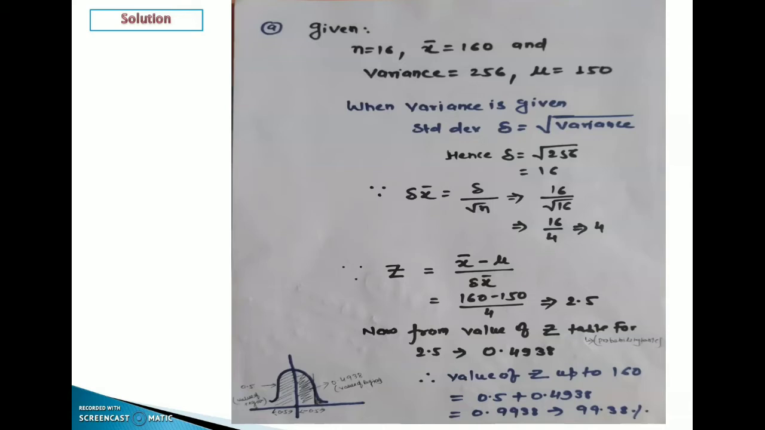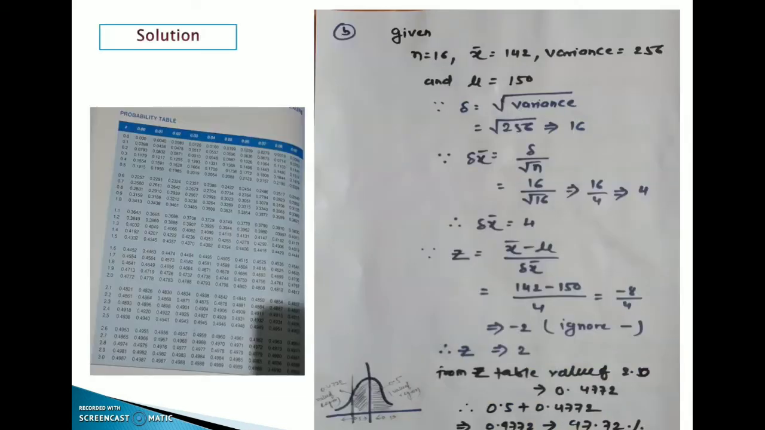So here the one portion is not 0.5, that portion is actually 0.4938. So to know the probability, we add 0.5 and 0.4938, and we get 0.9938, that is 99.38%. That is, 99.38% probability is the correct answer.